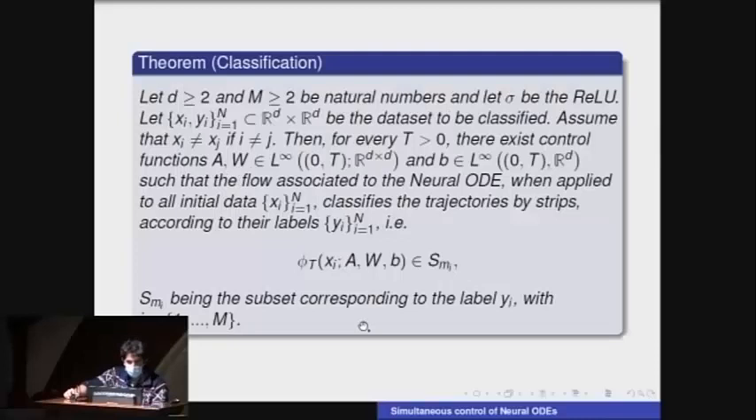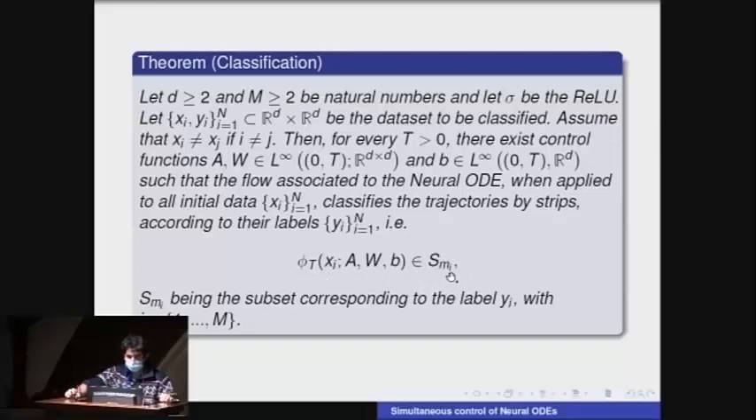So when we have fixed these bands here, we have a collection of points where the xi's are different. This is important. We don't send the same image to two different labels, and we can find, for any T, control functions such that at the time capital T they belong to their corresponding class.